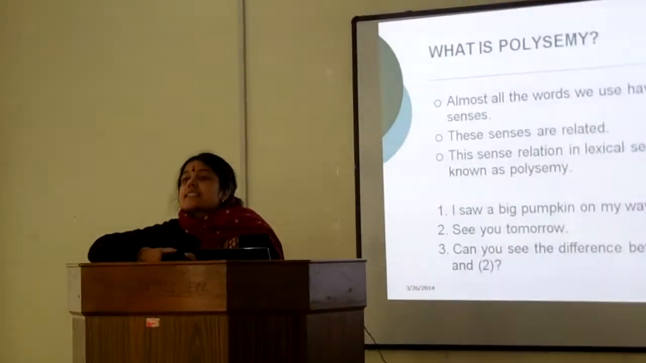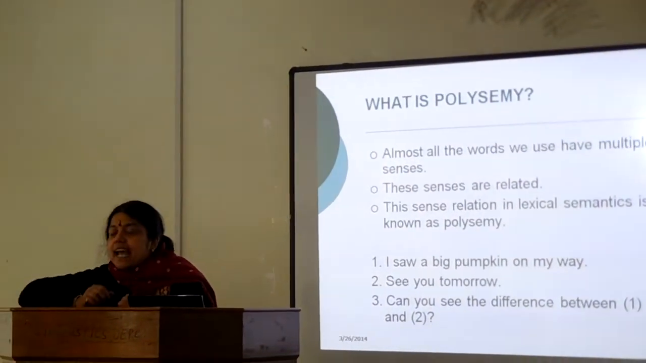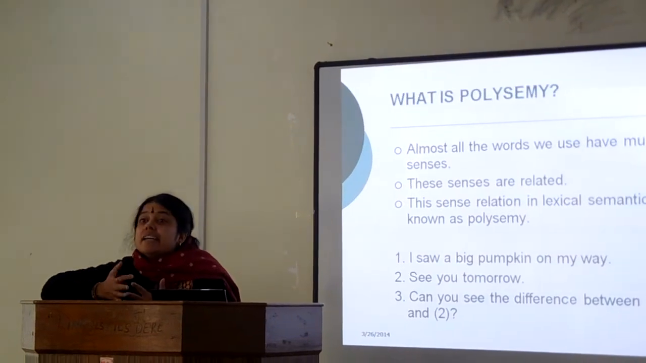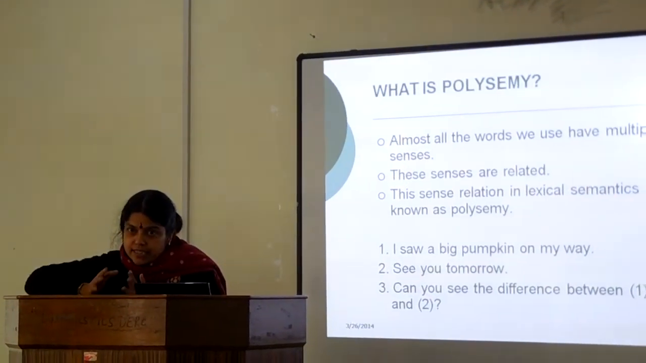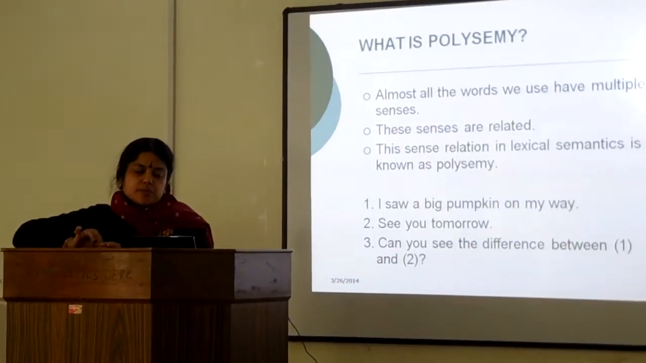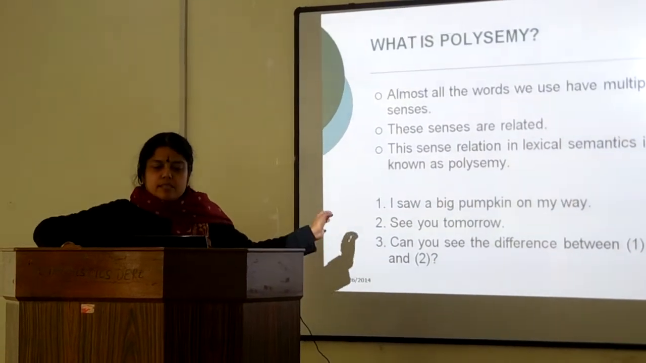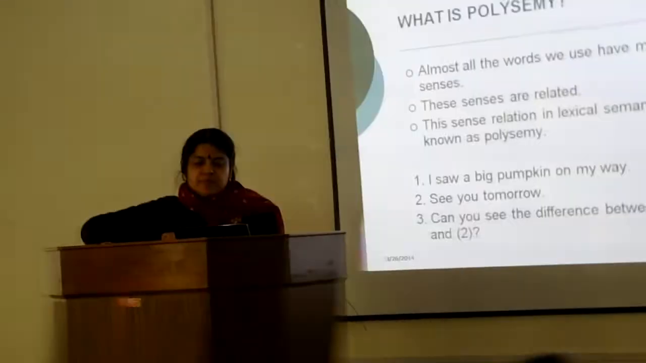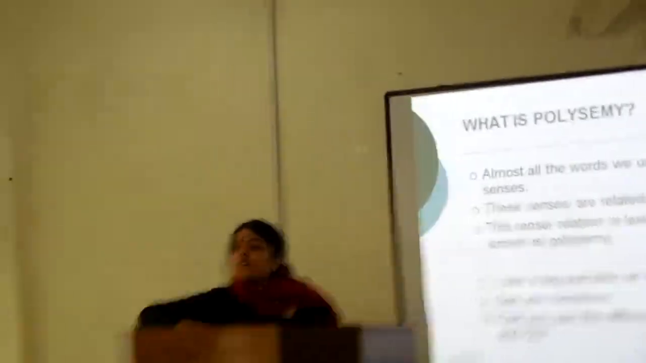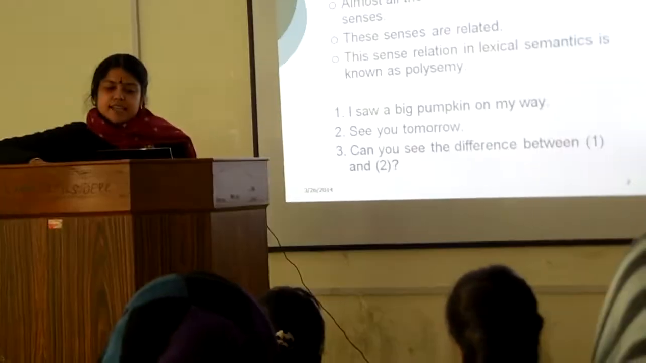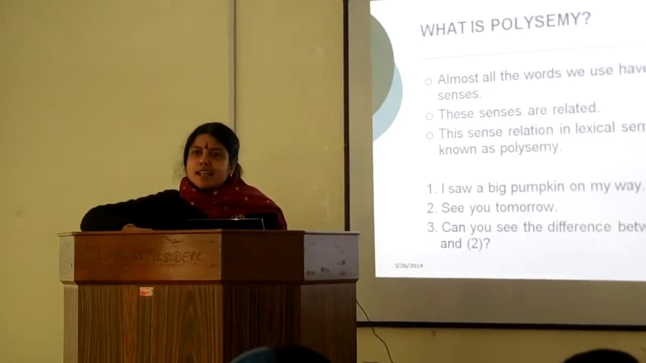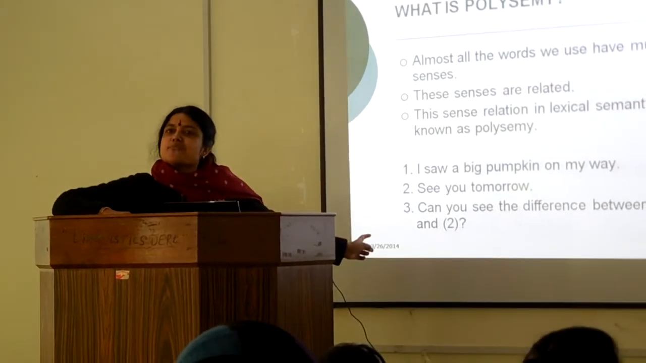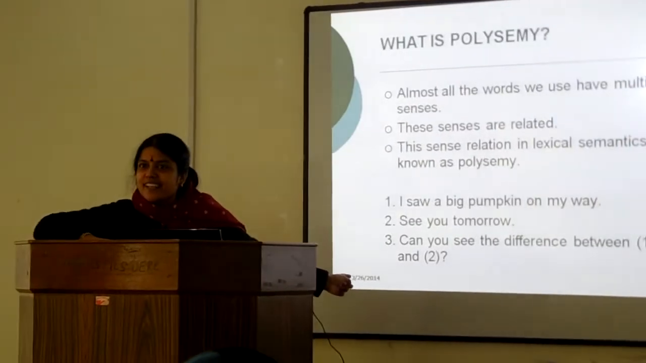A word has multiple senses and these senses are related to each other. This sense relation is called polysemy. Now I have a very simple example here, an example of the verb see. I saw a big pumpkin on my way. Second is, see you tomorrow. And the third sentence is, can you see the difference between 1 and 2?